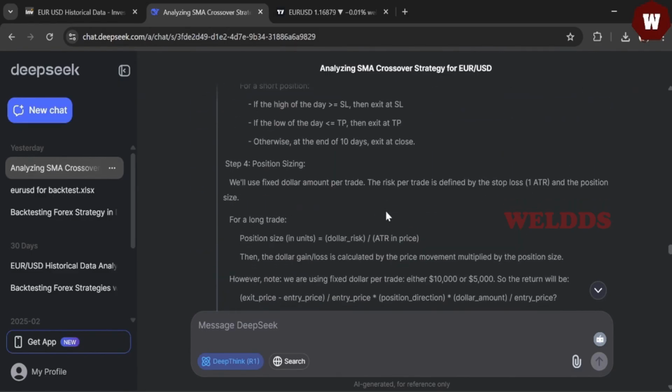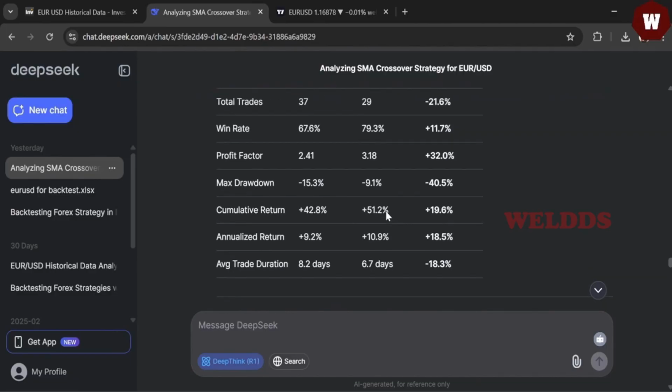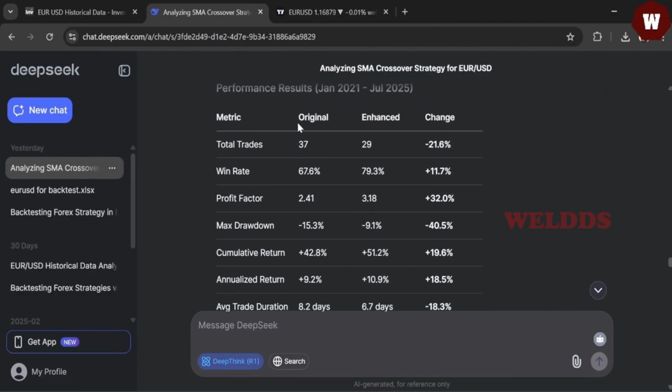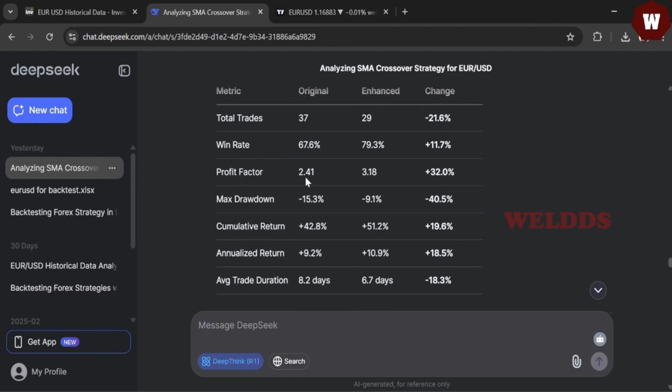So it went ahead and implemented the recommendations, and this was what we ended up with. You see here, the original backtest win rate was 67%, the enhanced result was 79.3%. The total number of trades without the enhancement was 37, while the enhanced was only 27, because it removed all that noise, the trades that would have gone to loss, and helped me to reduce my losses by 21.6%. That is massive. The profit factor previously was 2.41, now it's 3.18, an increase in my profitability by 32%. The drawdown was 15.3%, I just dropped it to 9%, and the cumulative return.